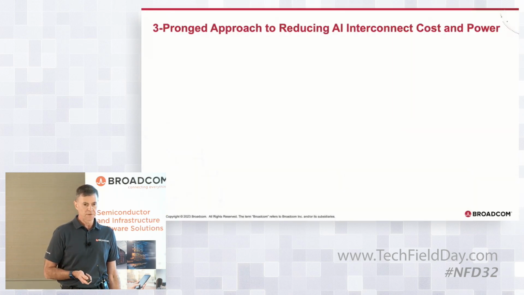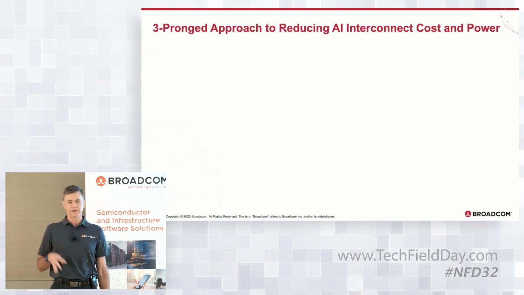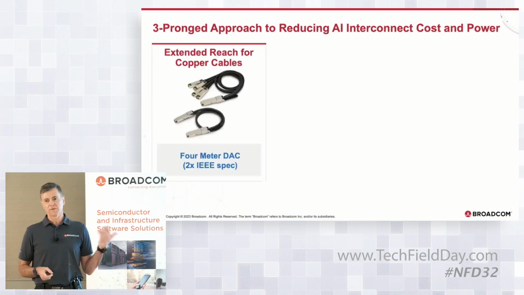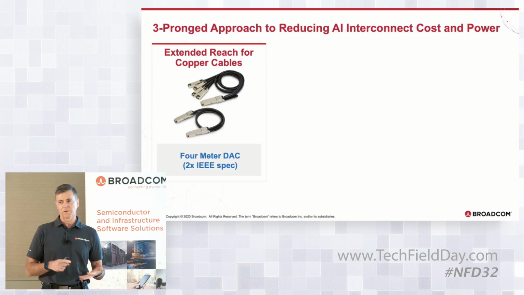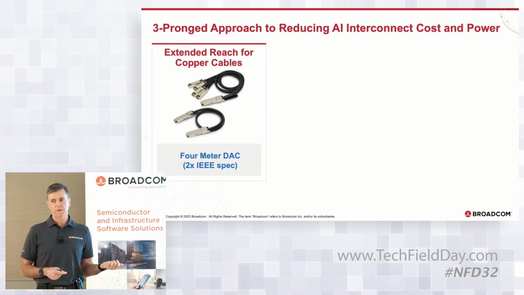So first off, on the physical interconnect, we have a three-pronged strategy to reduce the cost, the power, and the latency for AI interconnect. First is to maximize the use of copper. If you can use copper to interconnect the devices, that's always going to be the lowest cost, lowest power, lowest latency. The IEEE spec for 100 gig PAM4 translates into a DAC cable reach of about 2 meters. With the SerDes we have, we can double that. With no retimers and no active devices from switch to switch, we can drive about 4 meters of passive DAC.